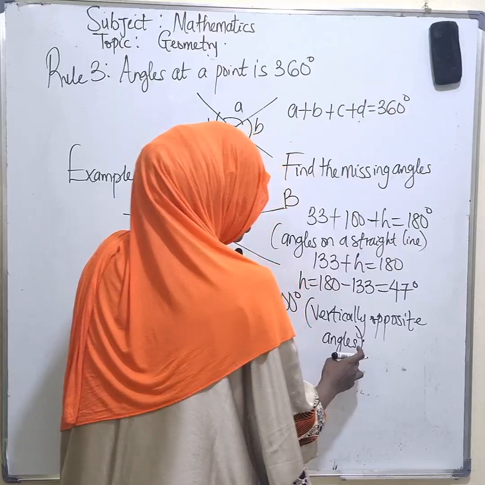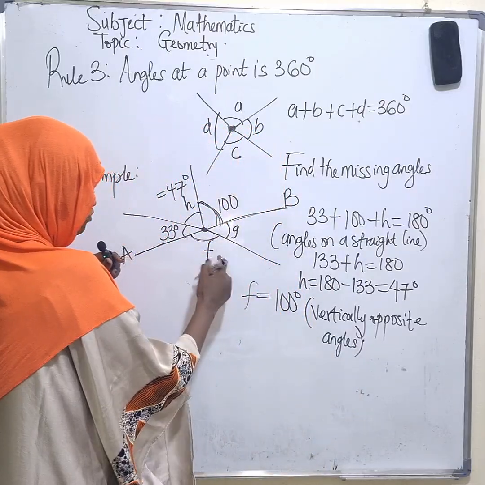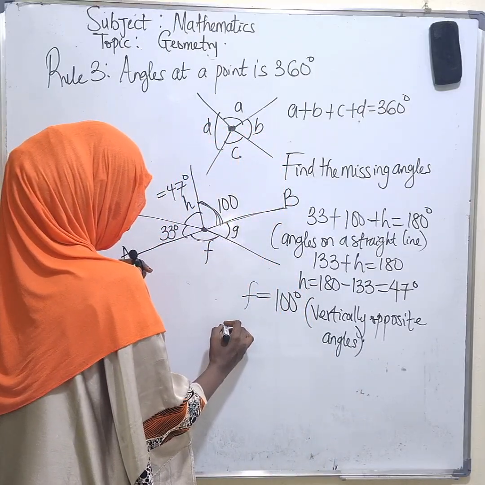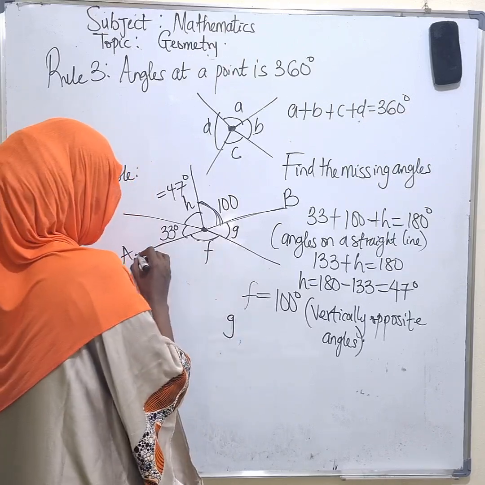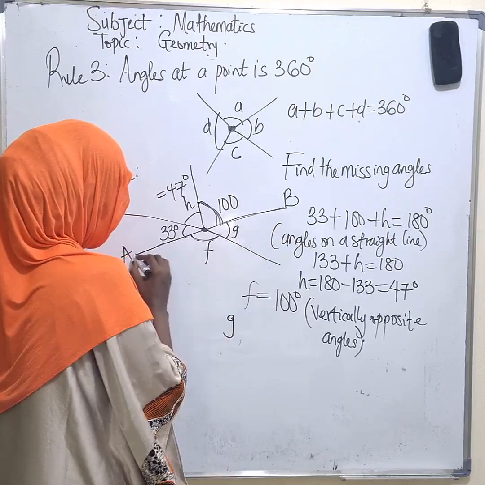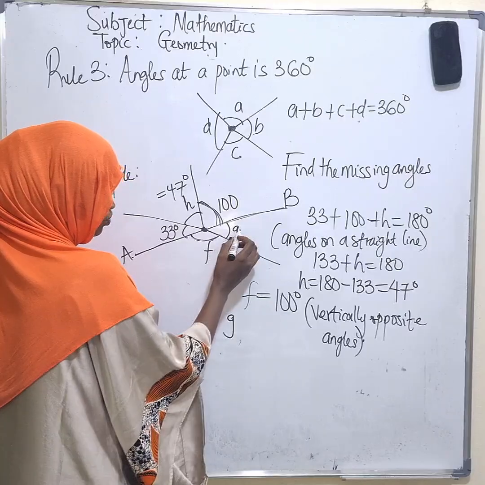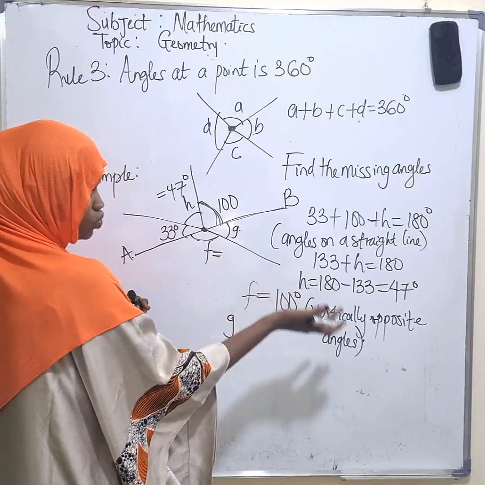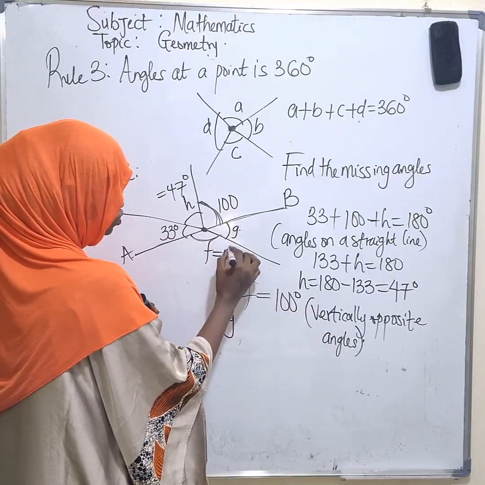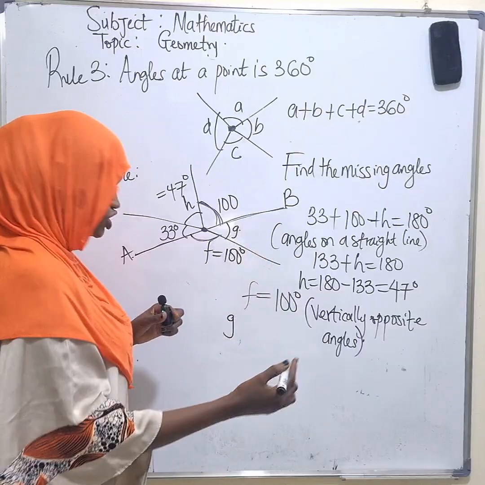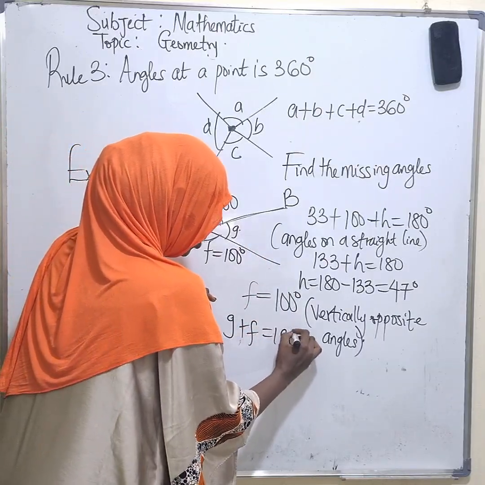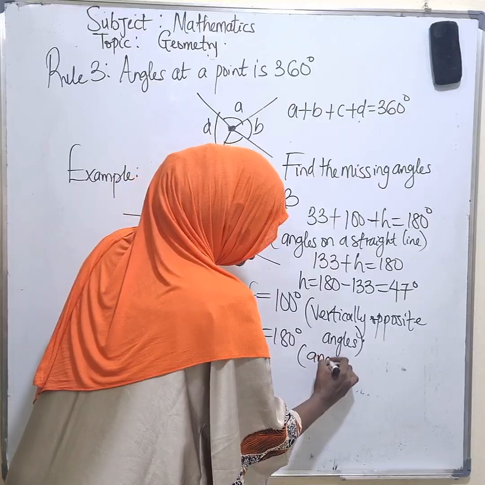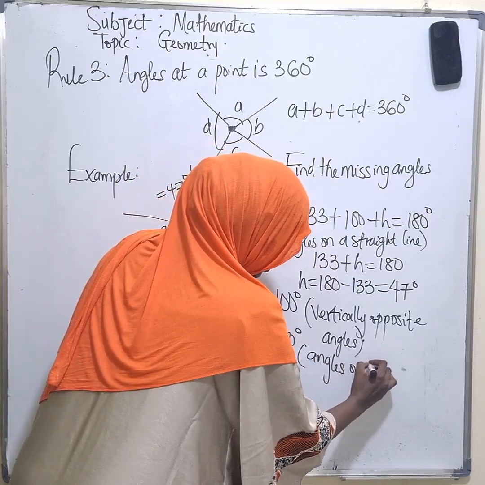Now we've gotten F. What we are left with now is G. For G, if you observe, G is also on a straight line AB. We have F and we have G, and we've gotten F to be equal to 100. So to get G, G plus F equals 180. Why? Because they are angles on a straight line.